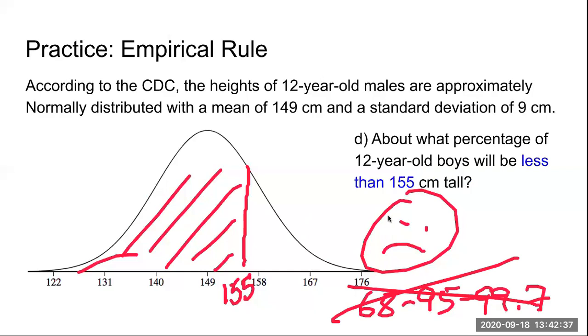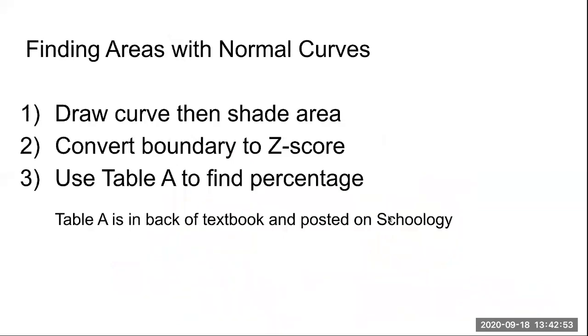How do you find an area under a normal curve like this when you don't fall perfectly at 1, 2, or 3 standard deviations? Obviously the mean is here, 1 standard deviation is there, and this is somewhere in between. The approach we use is this: we draw a curve and shade the area we're looking for. We convert the boundary to a z-score. This is one of the reasons z-scores are so important. And then we'll use Table A to find the percentage.